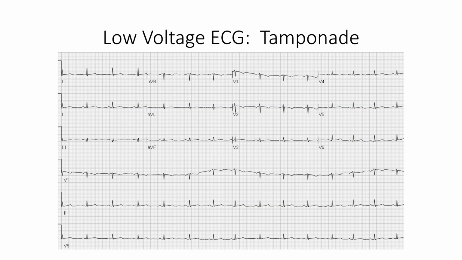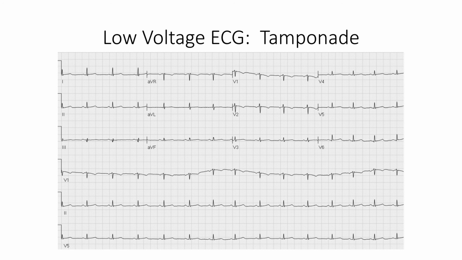And here's another example of a low voltage ECG, but this time the cause is different. Instead of diseased thickened ventricles like we saw in amyloidosis, this time we have fluid around the heart that is causing a hydraulic compression of the heart and which is blunting the electrical voltage signal, contributing to this low voltage ECG.